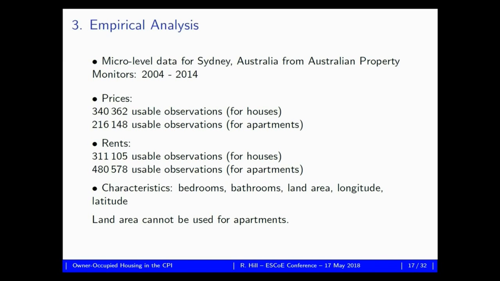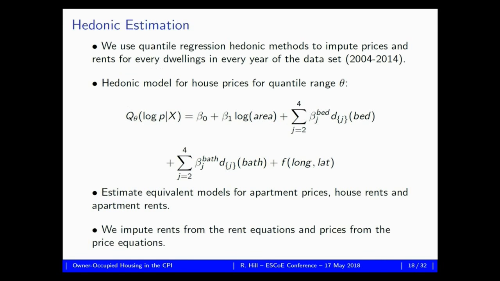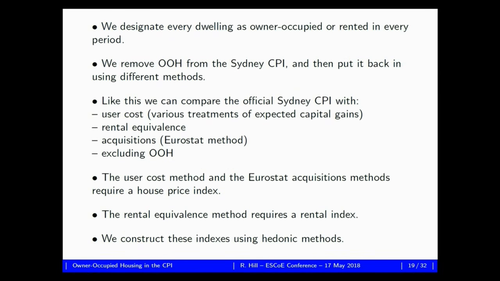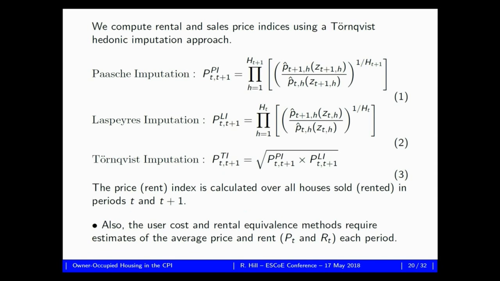So, okay. We have detailed micro data for Sydney, 340,000 observations for prices for houses, and 16,000 for apartments, and also for rents on the same characteristics. So we're able to estimate hedonic models. Let me skip over this estimation stuff. We're able to estimate hedonic models for houses and apartments that sell and ones that rent, and then we can impute from one to the other.